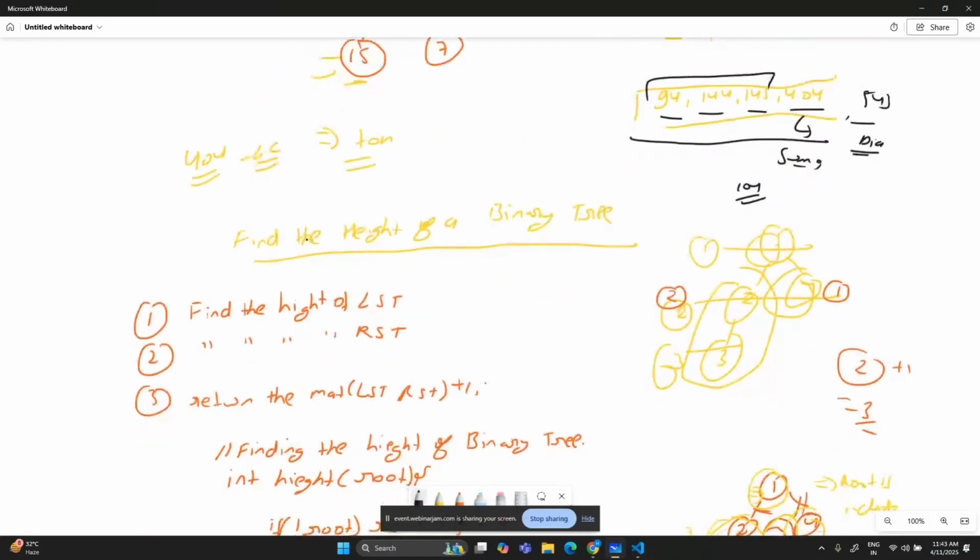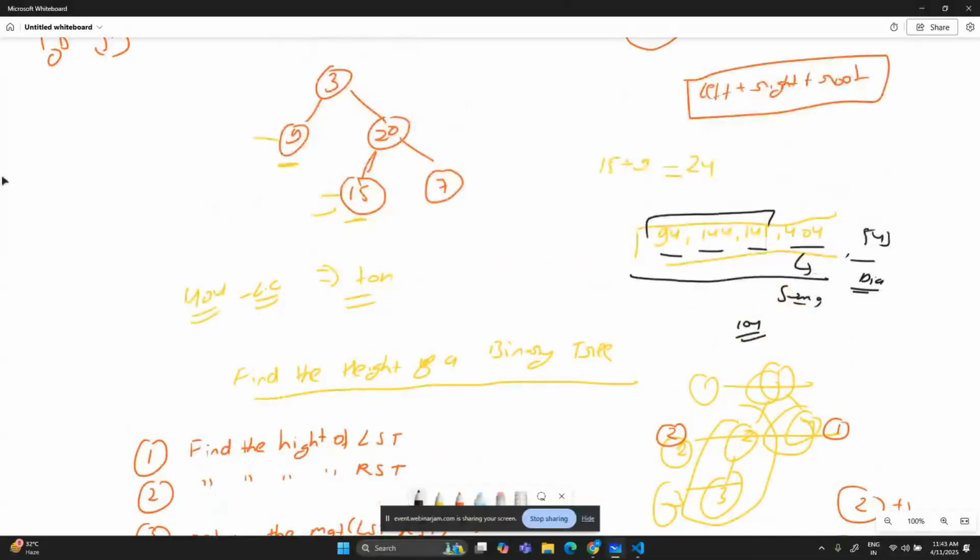So class, your homework is you have to solve these questions. I'm writing here with a black pen: 94, 144, 145, 404, 543, and 104. This is for height. This is for diameter. These three are for traversals, and this is like summation, like what we have done.